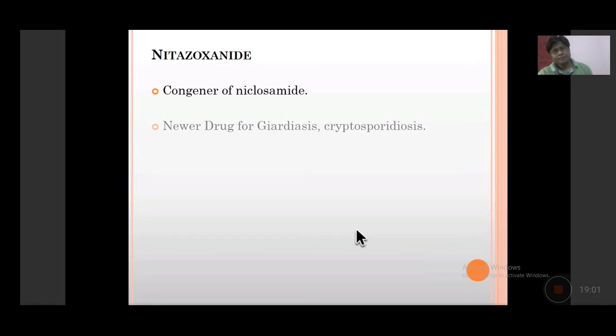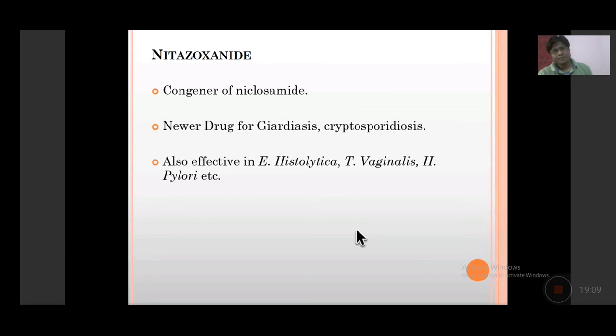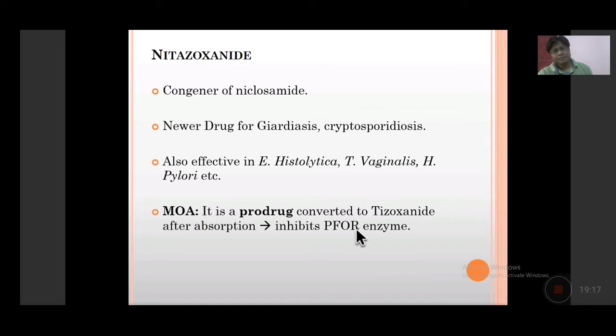Then comes nitazoxanide, which is a congener of niclosamide, and it is a newer drug for treatment of giardiasis and cryptosporidiosis, but also effective in other infections like Entamoeba, scabies, toxoplasmosis, and H. pylori. Mechanism of action: it is a prodrug which is converted to tizoxanide after absorption and inhibits the same enzyme which metronidazole was inhibiting, the pyruvate ferredoxin oxidoreductase enzyme. And ADRs are abdominal pain, nausea, vomiting, headache, mild ones.